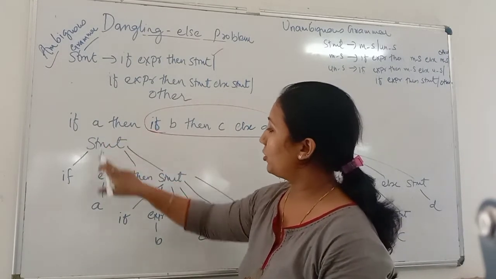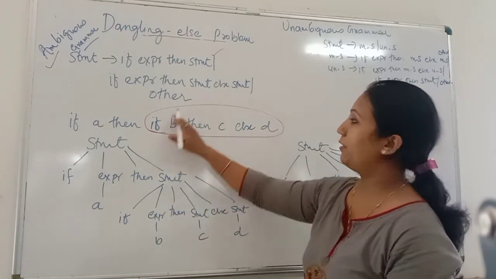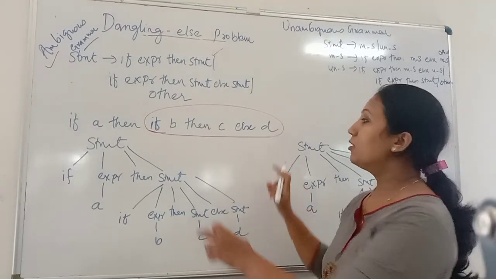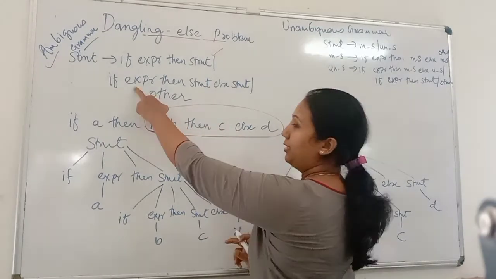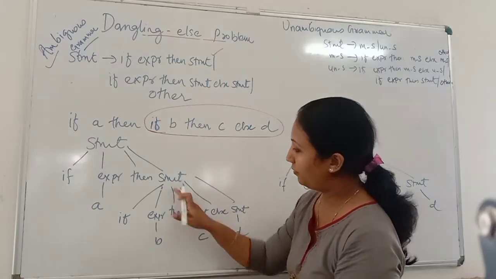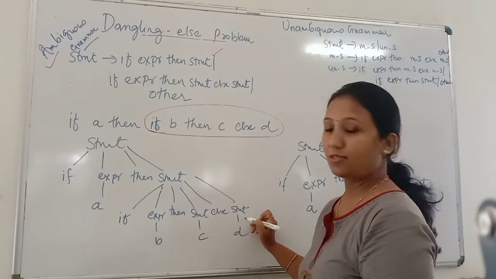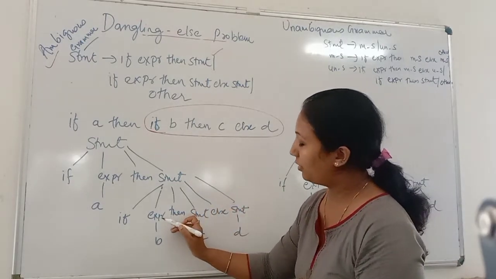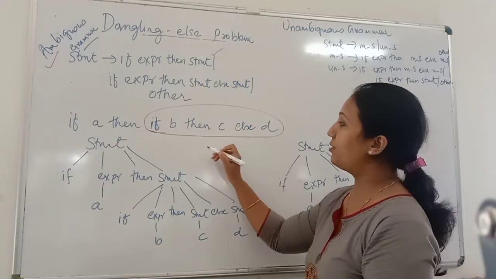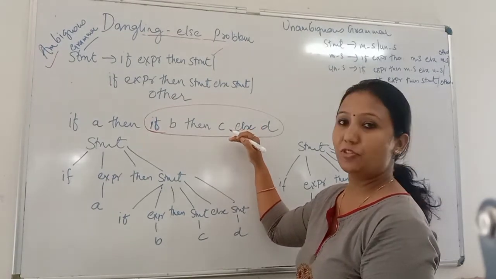Now this expression is simply A, and the statement is again expanded. From this part we can say that if expression then statement else statement can be derived from the second option, that is if expression then statement else statement. Further we have derived expression to B, statement to C and statement to D. So this is the first possible parse tree for the given string from the given grammar.